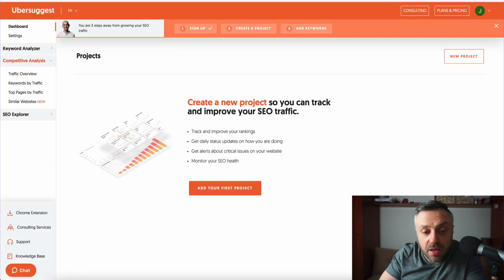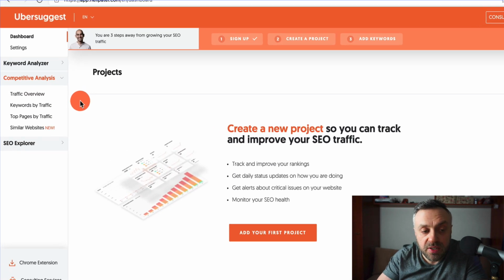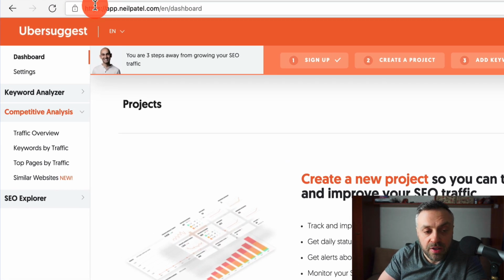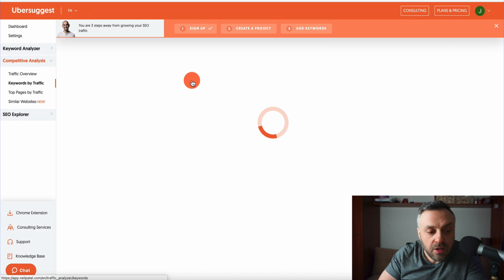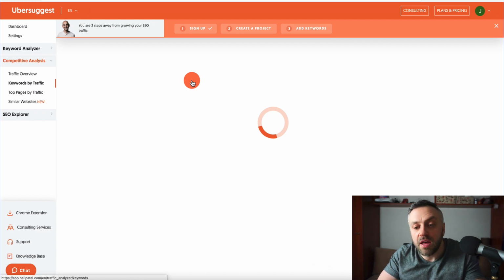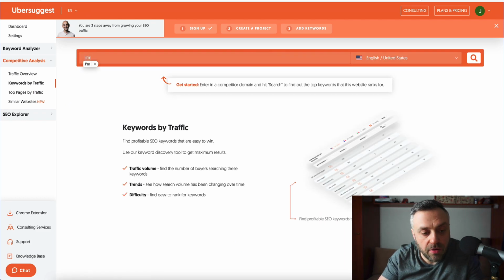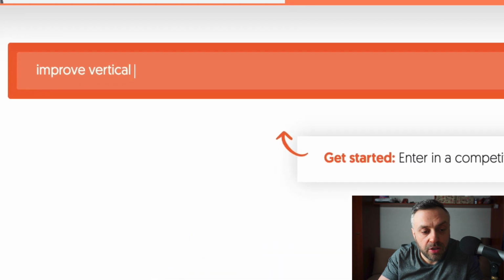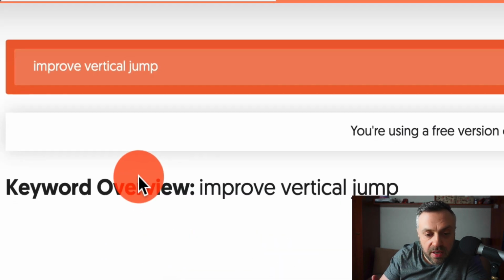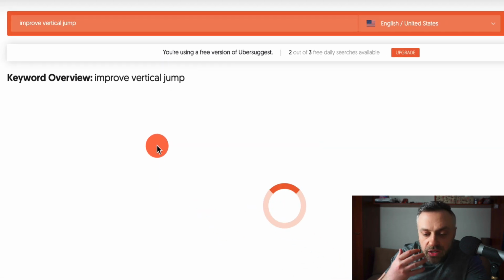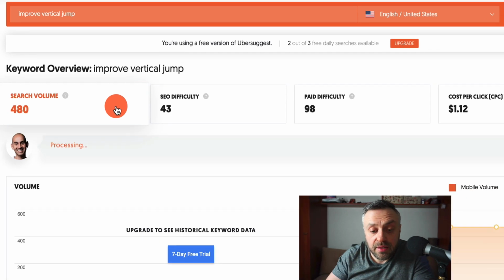For that, I recommend going to a tool called Ubersuggest. You can just Google for it, or here's the full URL. Go in here, and you can do traffic overview. You can do keywords by traffic. So for instance, if I do keywords by traffic, I can type something like improve vertical jump. And I can see what are the sites that are ranking, what are my chances of ranking for it. I can get a lot of data. And this is a free site that you can just learn.